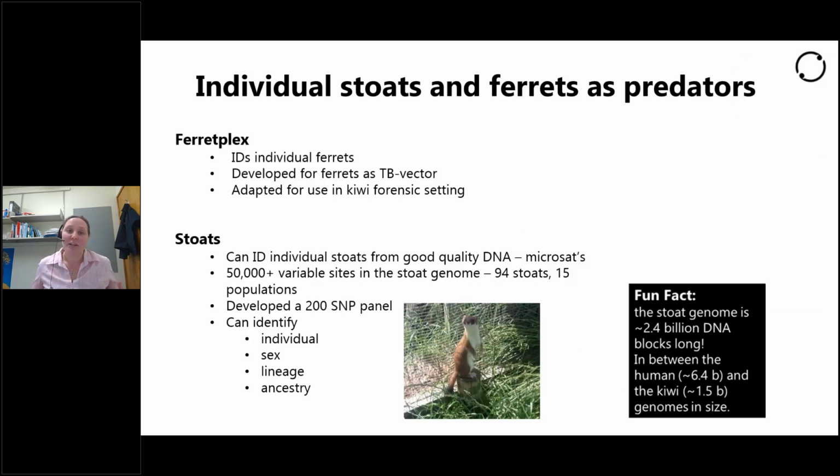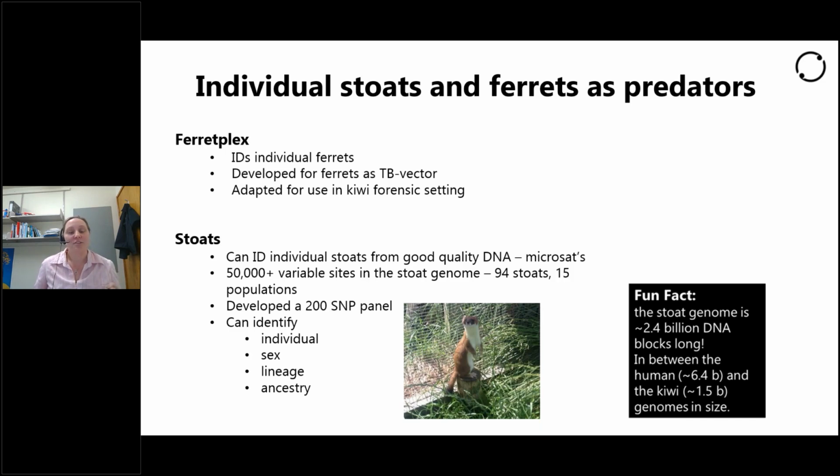But sadly for kiwi, dogs are not the only issue they have. So again, we went out, we canvassed the scientific community for tools that we could use for mustelids. And we found this ferretplex. Ferretplex is great at identifying individual ferrets again, but only when we have pretty good quality DNA.